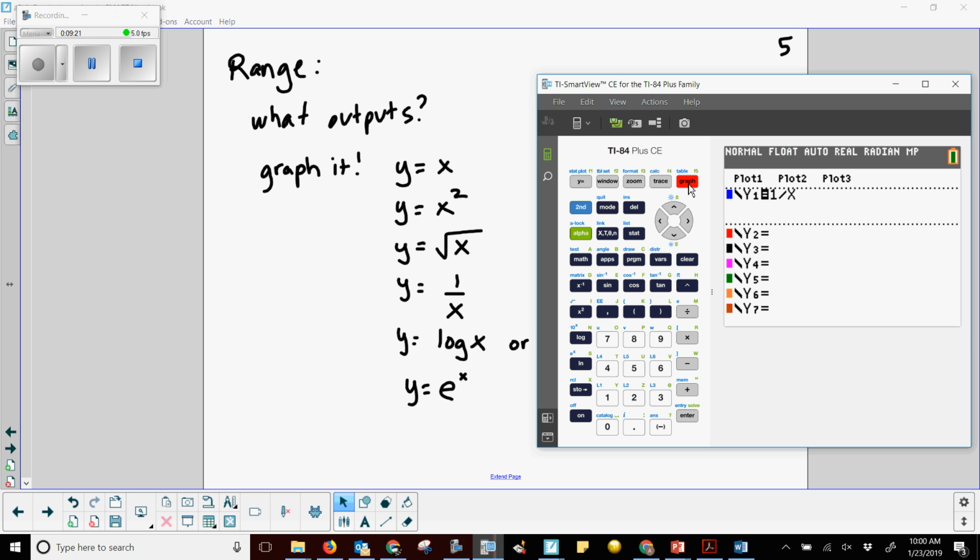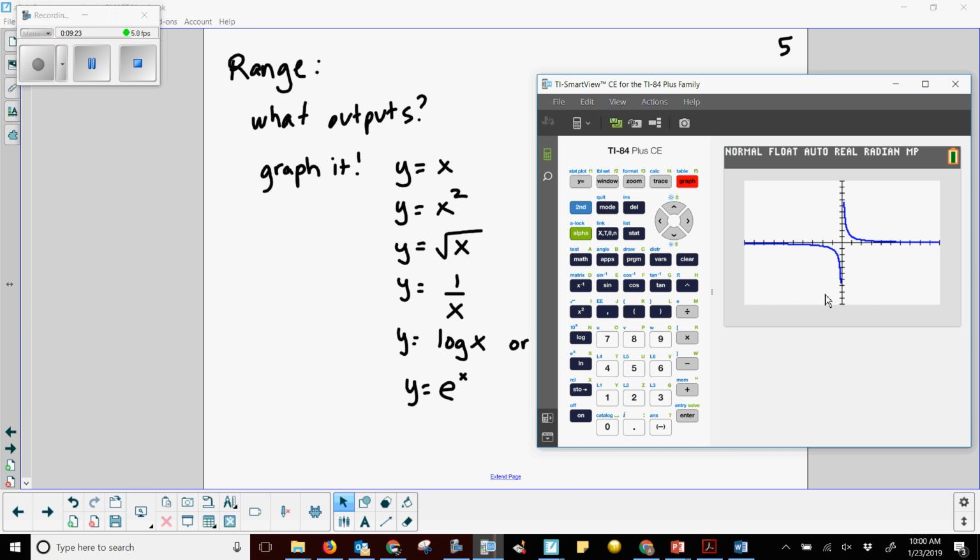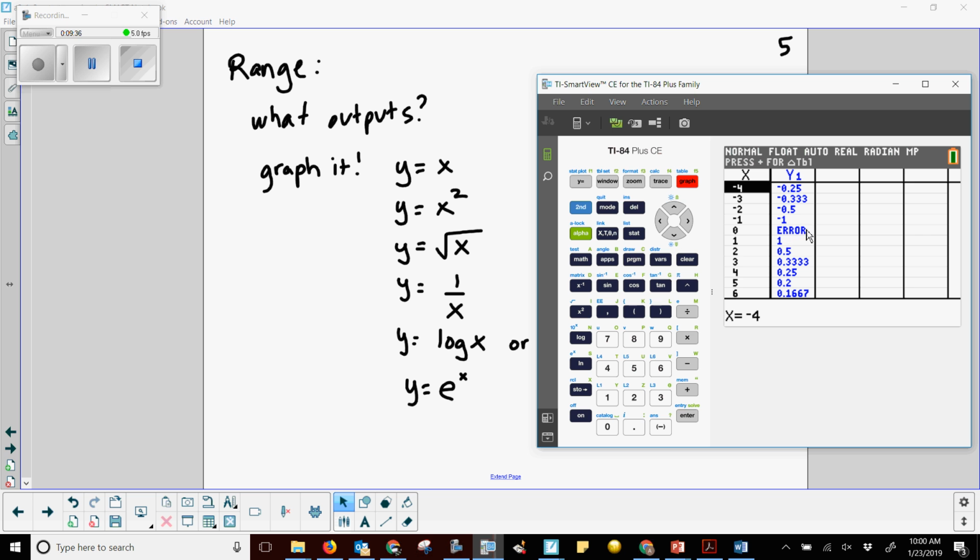1 divided by x, the graph looks like this. It looks like this is going to go down. And if you know anything about this, this goes that way forever, this goes down forever, this goes up forever, and this goes right forever. The only problem is the one number you cannot have is 0. We will never get to 0.